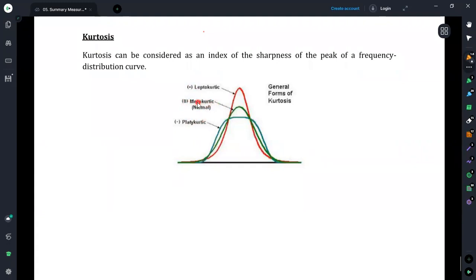And the next thing is that we are taking the normal distribution as the reference. For the normal distribution, we set the value of kurtosis as 0, and we name such a distribution a mesokurtic distribution. And this is all I needed to discuss for this session.